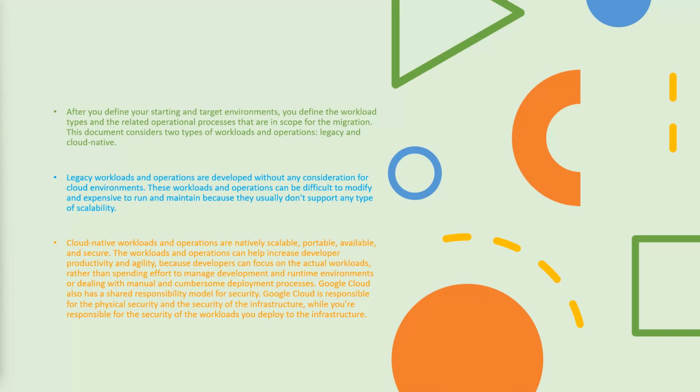So this is basically telling you, hey, after you define your starting and target environment, basically you decided which environment you are going to, then you define the workload type. You have to categorize how many different types of workload you have, and the scope of the migration. This document basically covered two types of workloads and operations: legacy and cloud native.